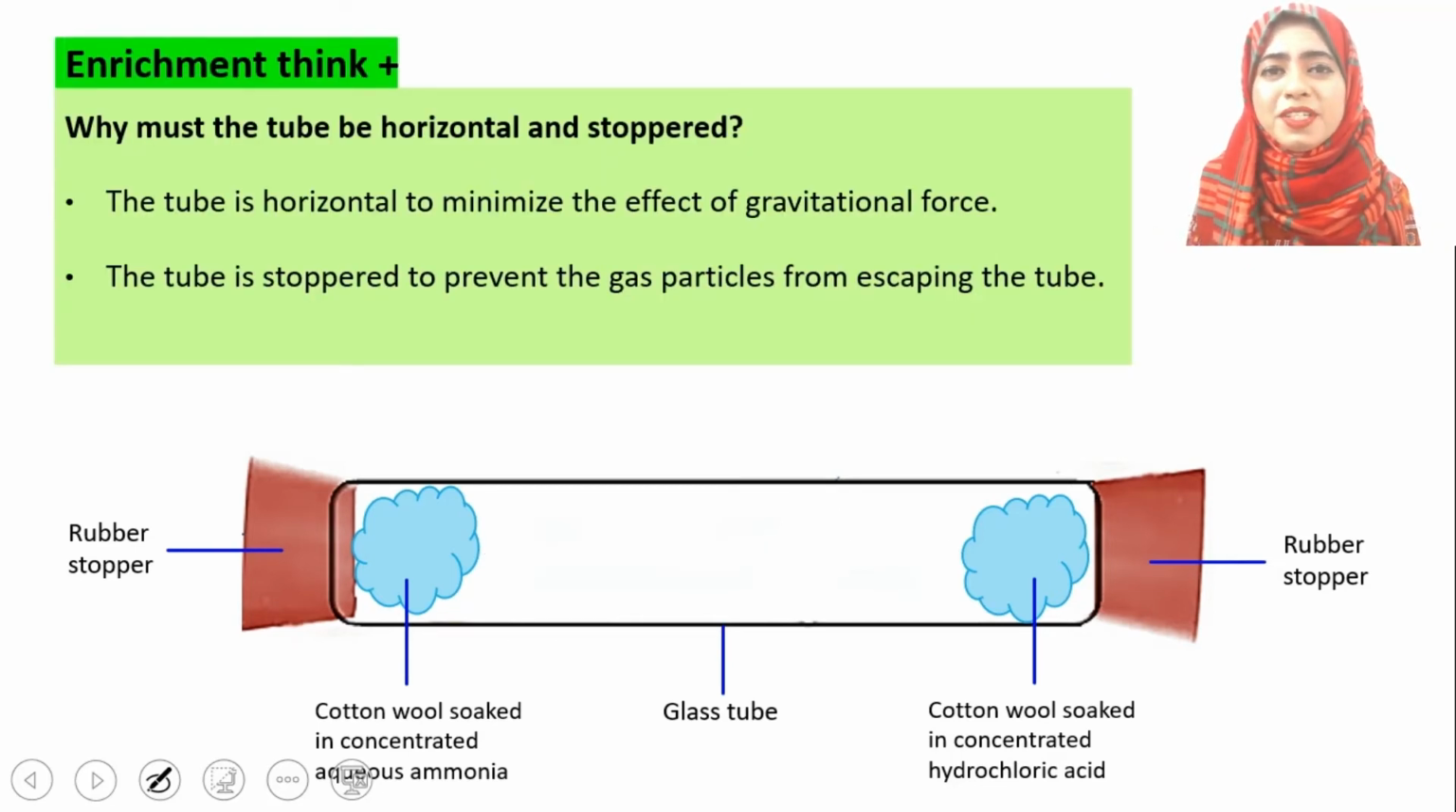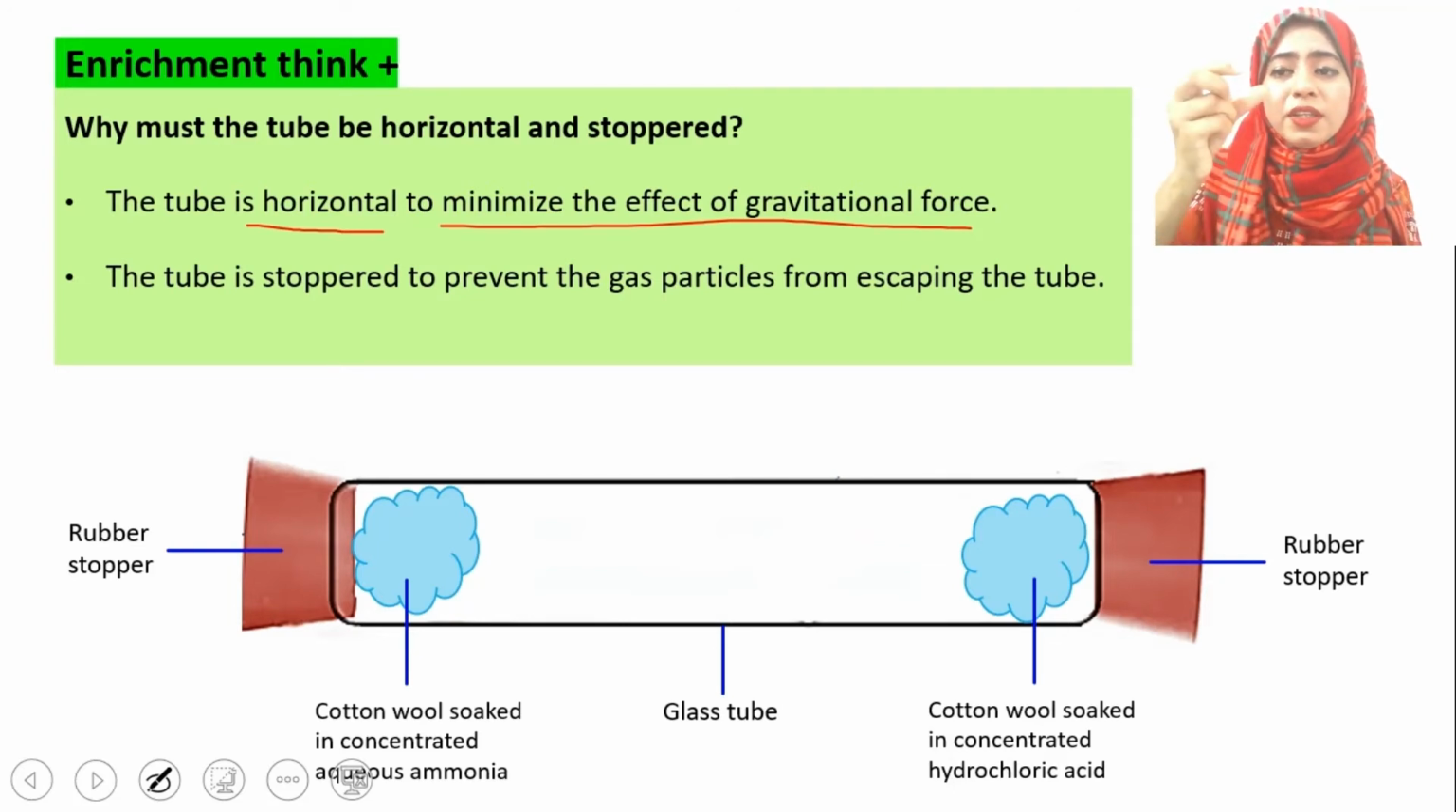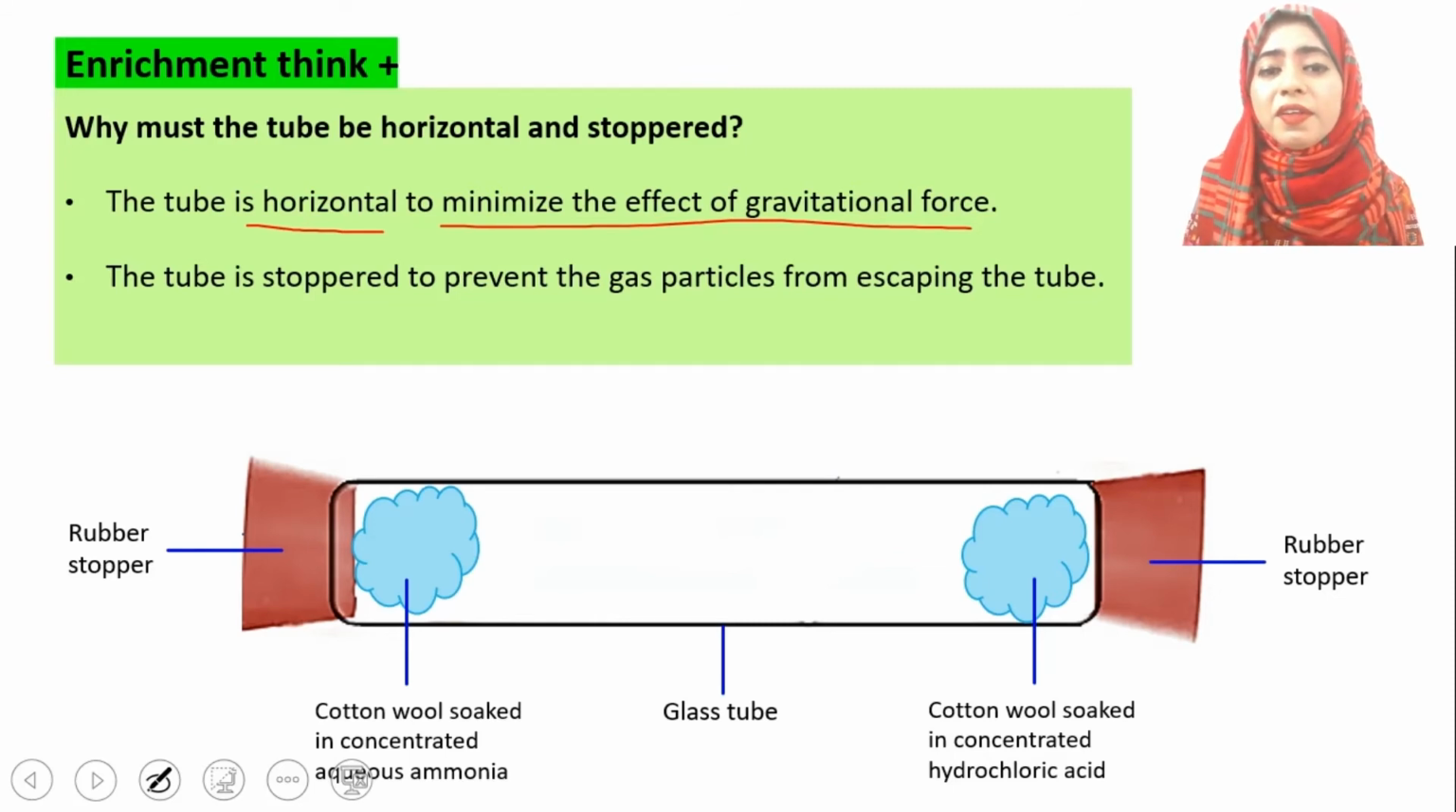Why must the tube be horizontal and stoppered? The tube should be horizontal to minimize the effect of gravitational force. If we take a vertical tube, then the gas particles at the top and the gas particles at the bottom will have different gravitational effects. If we take a horizontal tube, the effect of gravity will be the same on all the particles due to the same height. So that is the reason we take a horizontal tube, to minimize the gravitational force. The tube is stoppered to prevent the escape of the gas particles from the tube.